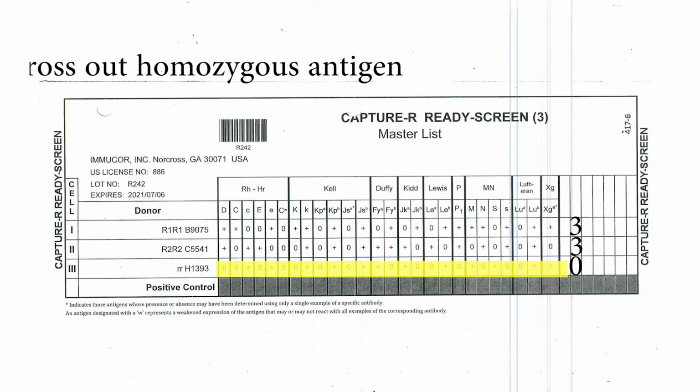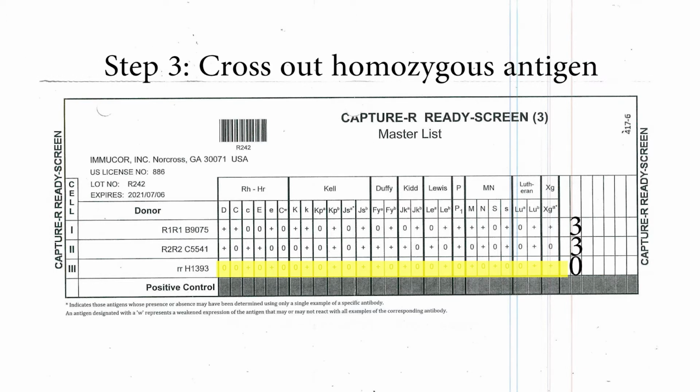Step 3. Cross out homozygous cells. You may pause the video and come back to compare our results.